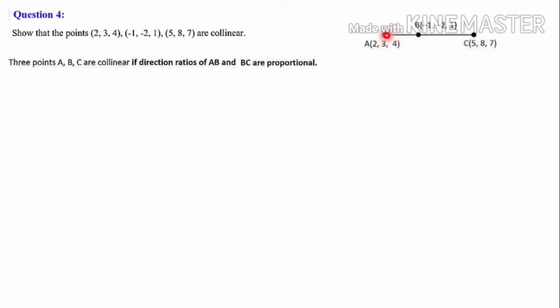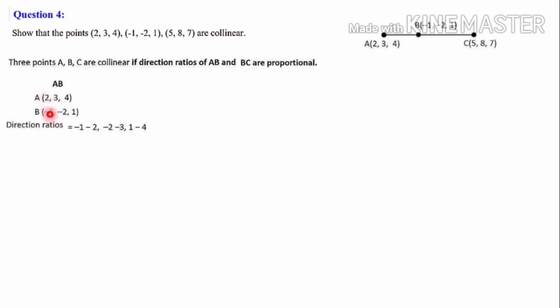We have learned how to find the direction ratios of AB. When coordinates of A and coordinates of B are given to you, we know how to calculate the direction ratios. By using the same formula, we can calculate the direction ratios of BC as well. So let's take first AB, point A (2, 3, 4), and we have taken B (-1, 2, 1). Direction ratios, it's quite simple there.